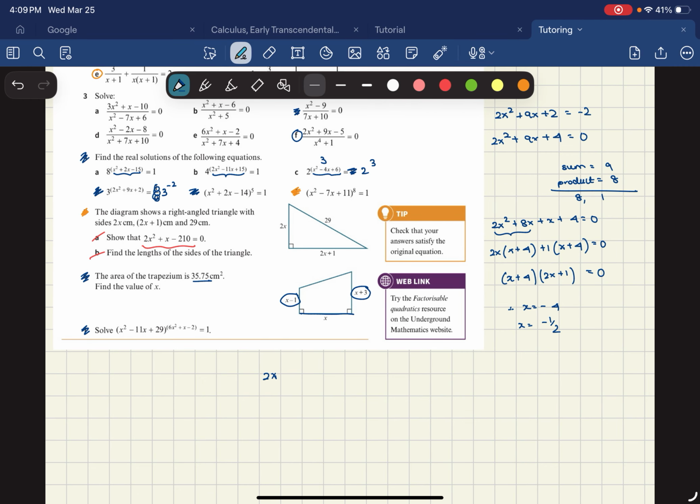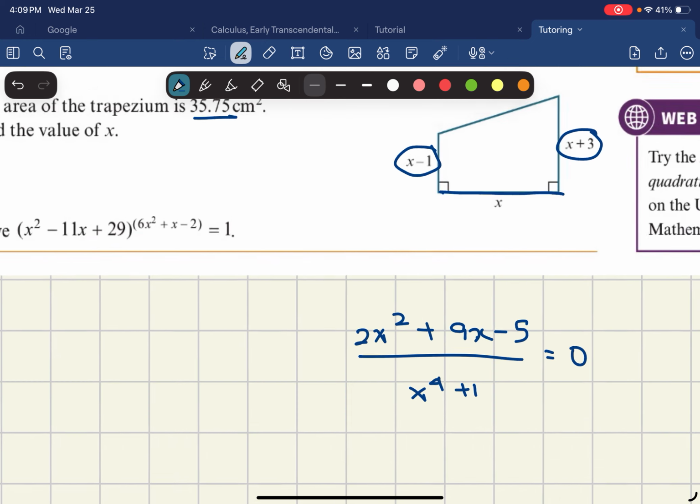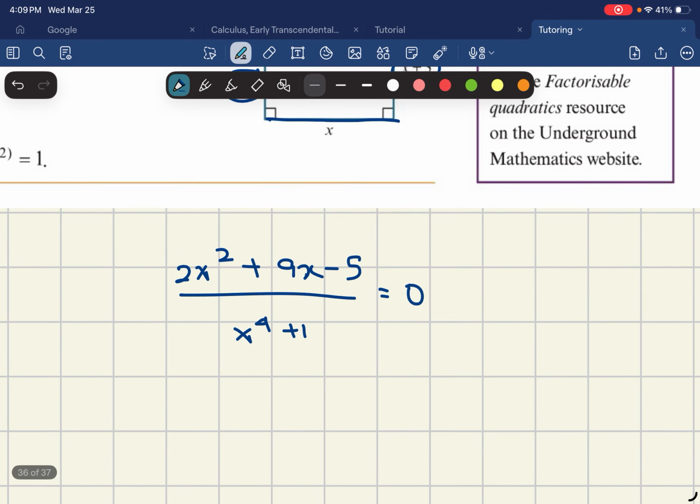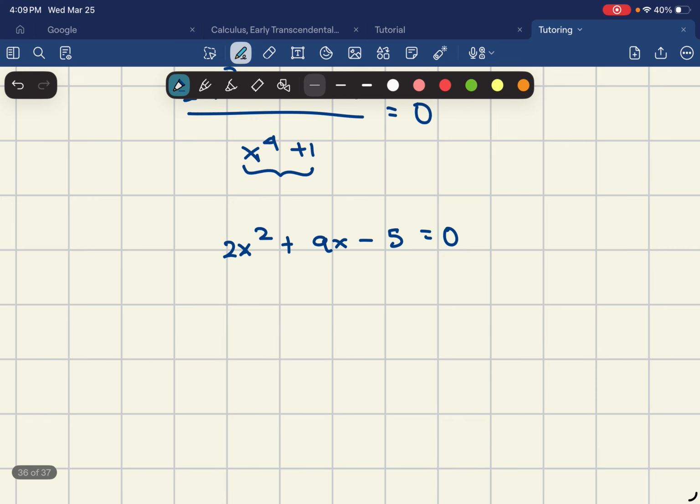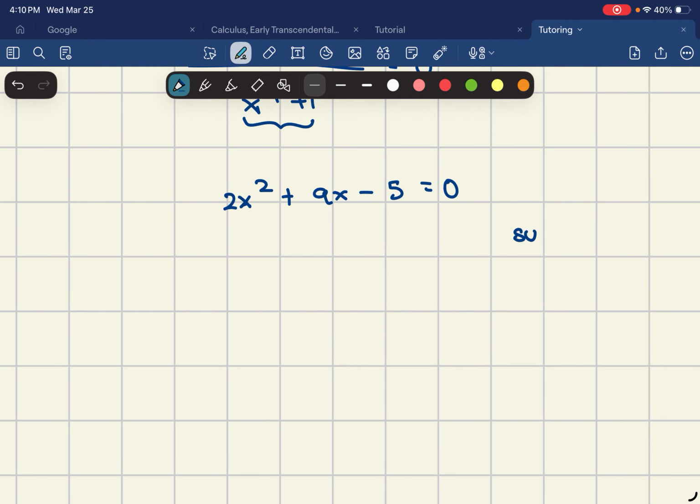So 2x squared plus 9x minus 5 divided by x to the power 4 plus 1 equals 0. When is a fraction 0? Well, when the numerator is 0. 0 divided by anything is equal to 0, right? So we want to solve for 2x squared plus 9x minus 5 is equal to 0. And we don't have to worry in this question because our denominator is always positive. It's always bigger than or equal to 1, actually. So we don't really have anything to worry about. We can just focus on solving this equation.